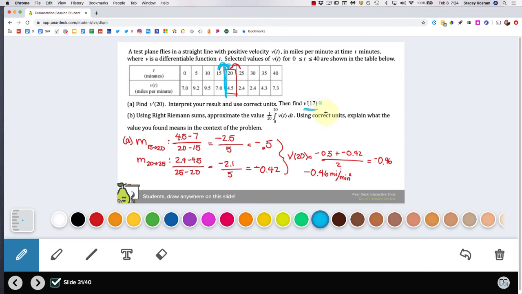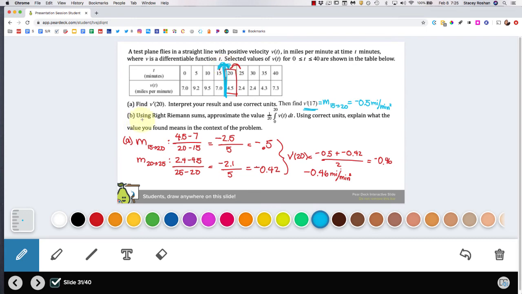So in this case, I would just do the slope between 15 and 20, which I had already calculated right here, which was negative 0.5 miles per minute squared. So hopefully you see the difference there. At 20, I had data on both sides. At 17, it's smack in the middle, so I just use the closest points that I have and find the slope there. It's the best I can do.